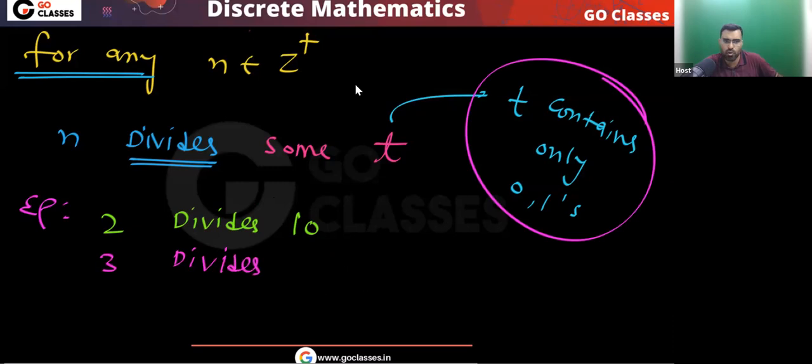Tell me. 3 divides whom? Let me know. 3 divides 1, 1, 1. You can check it out. 3 divides 1, 1, 1. Similarly, 4 divides whom?